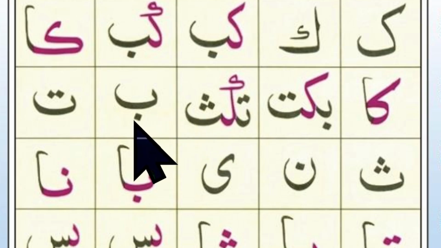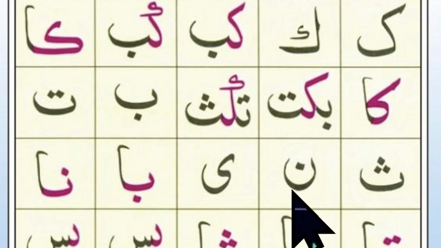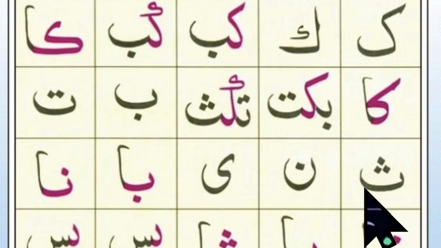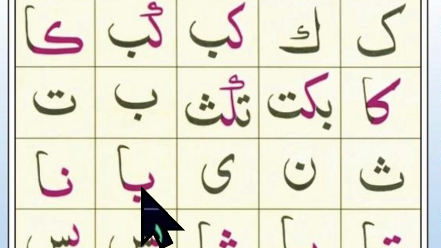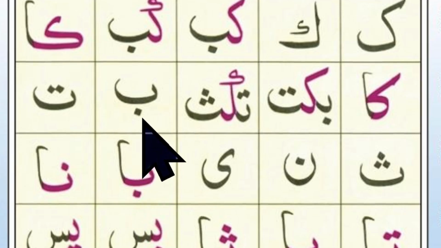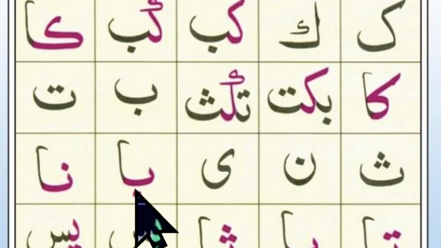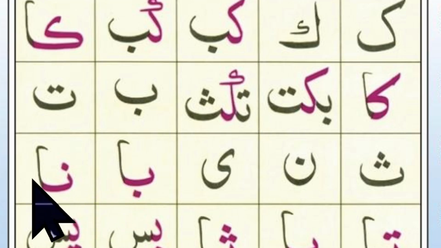And the next, very easy, is in the detached form, the separate shapes. Ba, ta, sa, noon, ya. And then the next one is in the joining shapes, as we did before. In the separate shapes, detached form, ba. So here, ba in the joining shape. Ba, alif, ba, alif, then noon, alif.